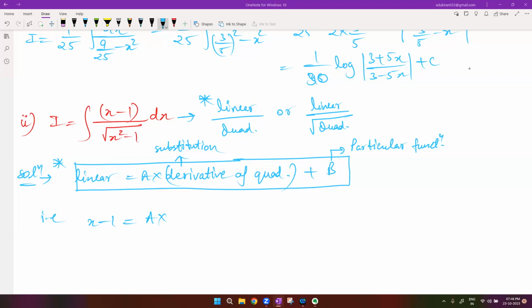Okay. So a times the derivative of the quadratic expression. Now what's the quadratic expression here? x square minus 1. So we need to take the derivative of x square minus 1. I could have done this derivative directly, but we are solving the first question, that is why let's try to do it the correct way. We need to find this a and b. So this x minus 1 can be written as a times, now this derivative is 2x, plus b. From this equation, please find out a and b. Can you tell me what's the value of a and what's the value of b?